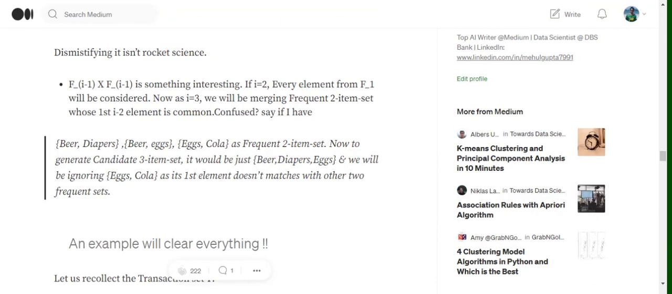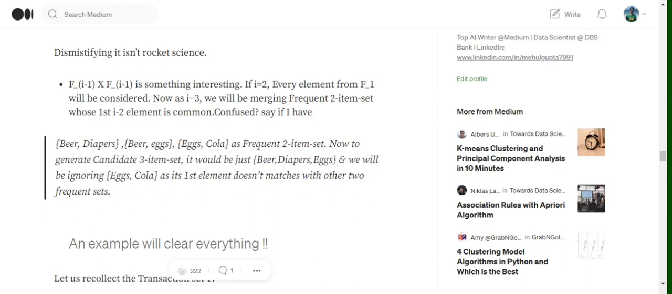So let's understand this. Assume that we have these frequent two item sets: beer diaper, beer eggs, and eggs cola. Now we wish to generate candidate three item sets. So we would be cross joining these pairs: beer diaper cross join beer eggs, beer eggs cross join eggs cola, beer diaper cross join eggs cola. Now if you see, in the case of beer diaper and beer eggs, we have the first element common, that is beer, so we get a new candidate set, beer diaper eggs.